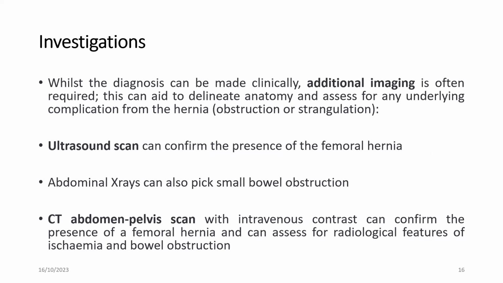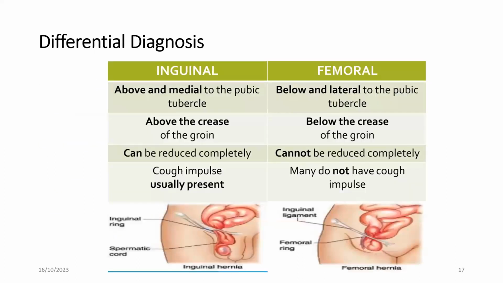There may also be an engorged sign, dilation of the superficial epigastric or circumflex iliac vein due to compression. So for investigations, the diagnosis can be made clinically, but additional imaging is usually required, which will help to delineate the anatomy and to assess for any underlying complication from the hernia, either obstruction or strangulation. Ultrasound scan usually helps to confirm the presence of a femoral hernia, and abdominal X-rays would pick up bowel obstruction. CT abdominopelvic scan with contrast can confirm the presence of a femoral hernia, and can assess for features of ischemia or bowel obstruction.